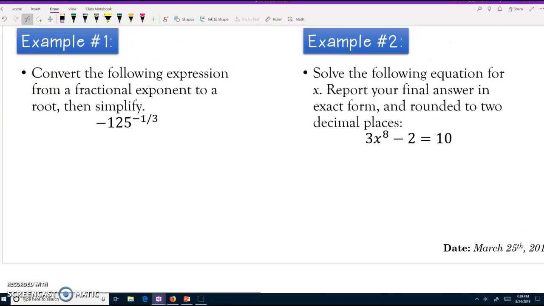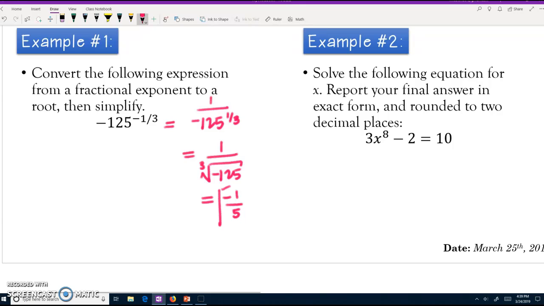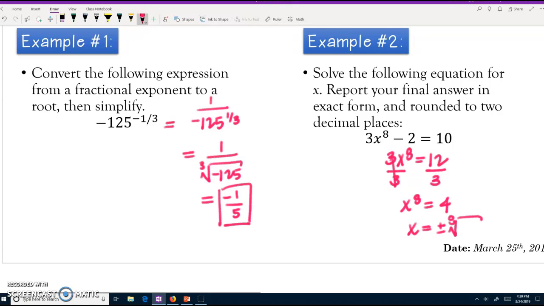First up, we're going to convert from a fractional exponent to a root. This has a negative in it though, so I'm going to put it down in the bottom part of my fraction. So I'll have negative 125 to the 1/3, which is the same thing as saying 1 over the cubic root of negative 125, which is the same thing as saying negative 1/5. Over here, what I want to do is add over the 2. So I'll have 3x to the 8th is 12. Divide that by 3. Divide by 3. X to the 8th is 4. So x is equal to plus or minus the 8th root of 4, or plus or minus 1.19.